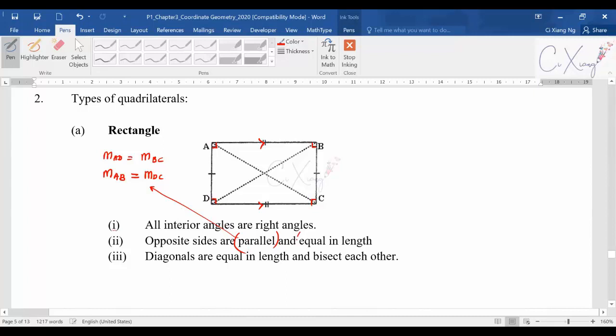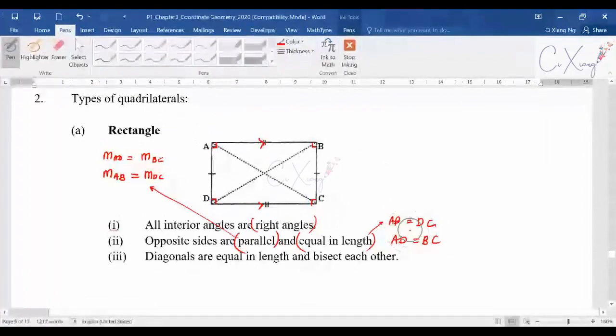Okay, then the third one is equal in length. So the opposite sides are equal in length. This means that the AB length should be equal to the DC length, or maybe the length of AD should be equal to the length of BC. Okay, all right. So you have three properties here already, and you can try to link all the properties with the concepts that we learned just now. So this is the formula for distance.